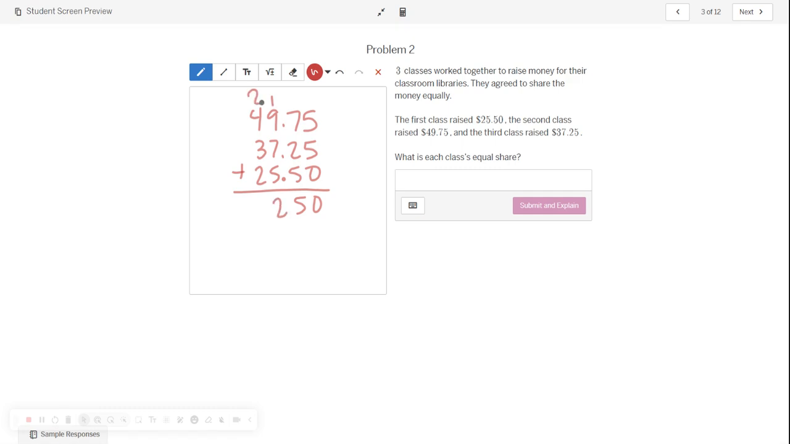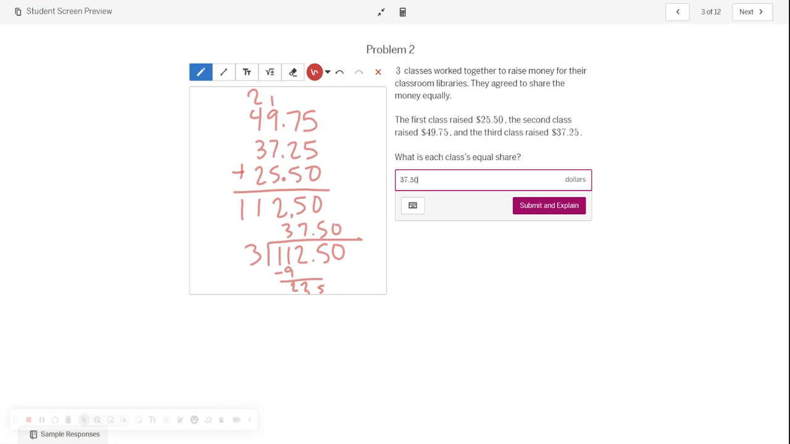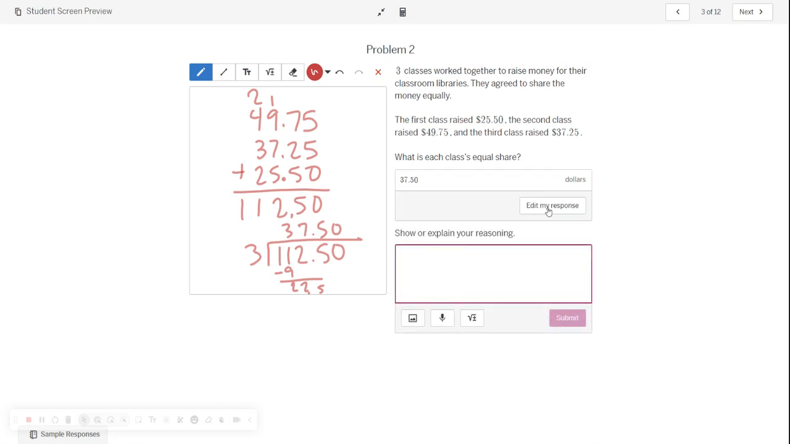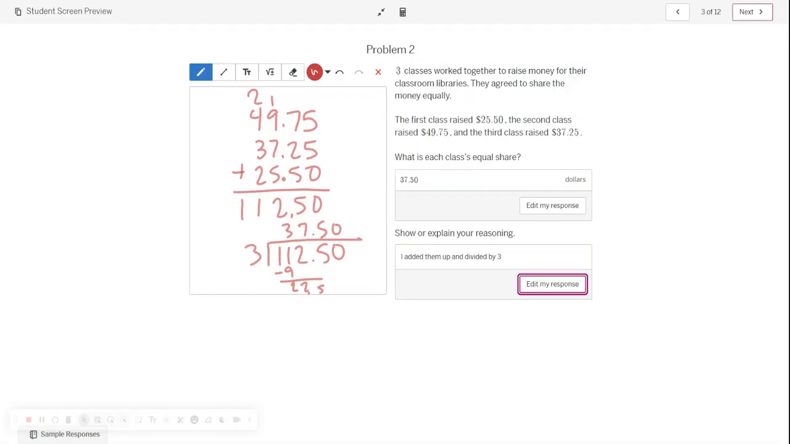10.22, 6, 9, 11. And then I've got to divide by 3. It's going to go off the board, but 3 goes into 3. That's 9. 22 would be 7. I get a 1. 5 would be 0.50. So I get 37.50. I added them up and divided by 3. If you want to use a calculator for this, I have totally no problem with that.